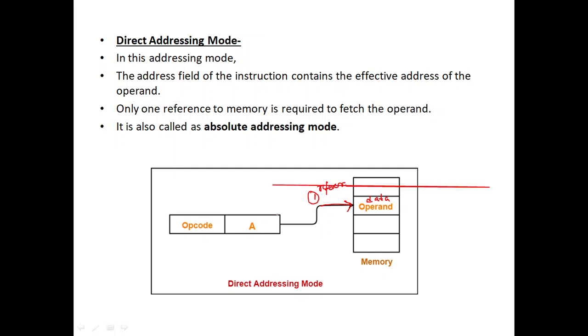Direct addressing mode in the sense, here the address field contains the effective address where the data has been stored in the memory. That address we are going to call the effective address. So where the data has been stored, that address we specify over here, and we directly go to that particular address and get the data. Operand is nothing but the data. So here only one reference is done to the memory in order to fetch the data. This direct addressing mode we also call an absolute addressing mode.